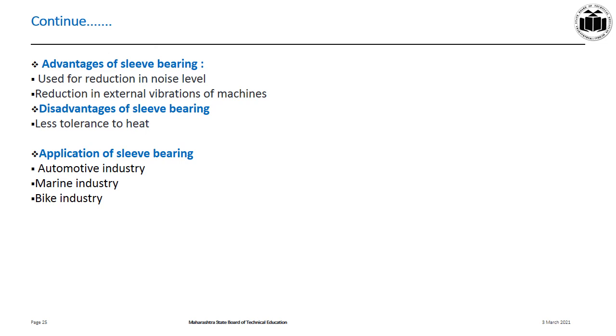The advantages of the sleeve bearing are reduction in noise level and reduction in the external vibration of a machine, but it has less tolerance to heat. So the sleeve bearing is used in the automotive industry, marine industry, and bikes.